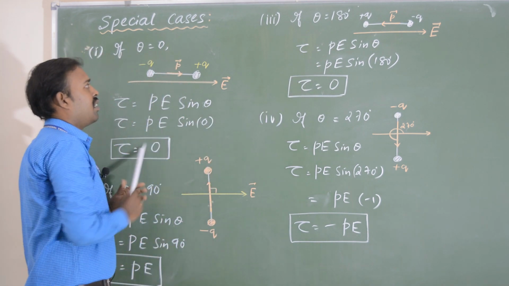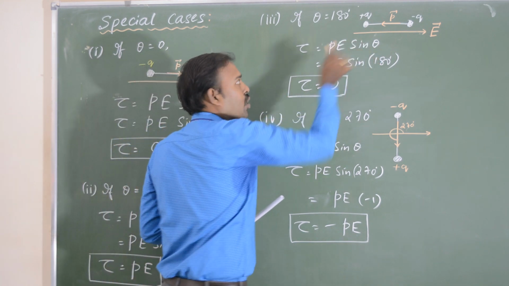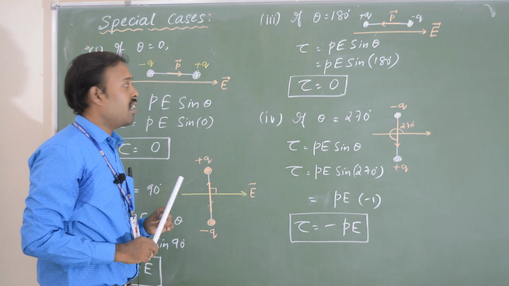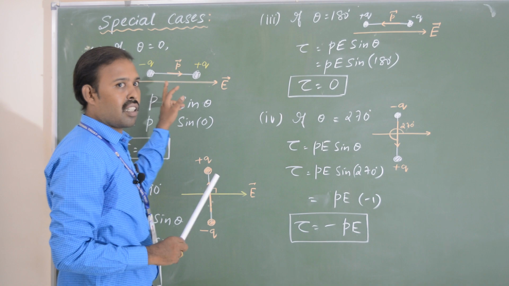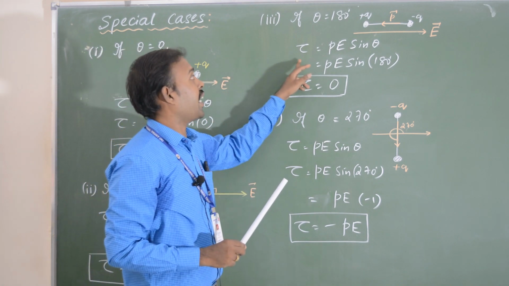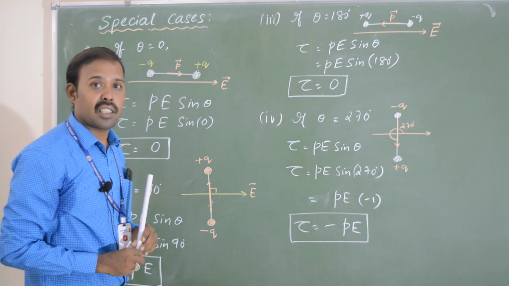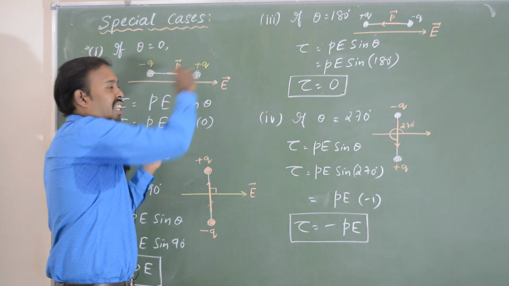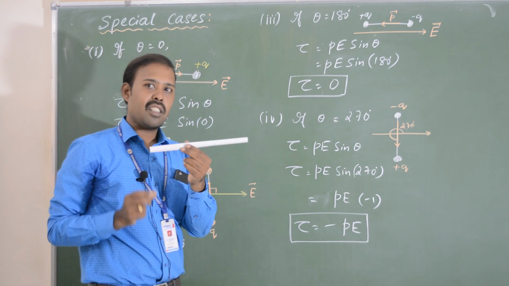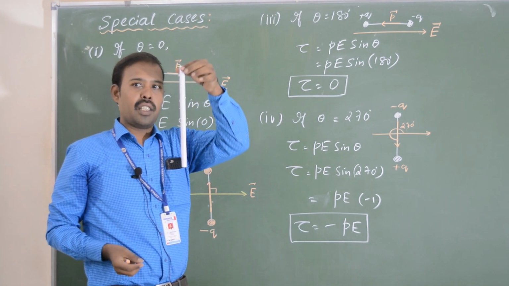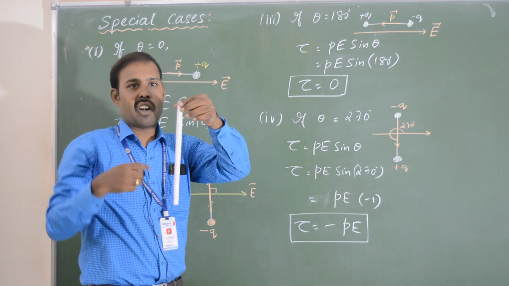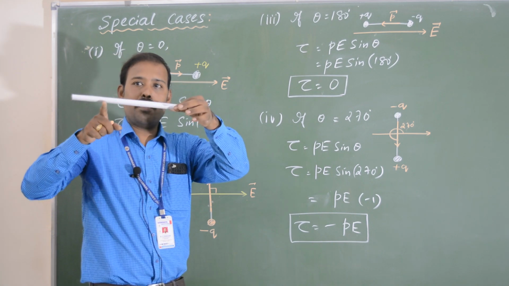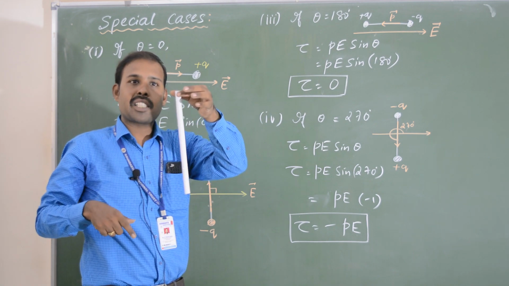Of course, this is in equilibrium, and in this case also the torque experienced by the dipole is 0, so it is again in equilibrium. But there is a small difference between case 1 and case 3. What is that difference? For example, this is a dipole which is placed along the direction of electric field. So I have a dipole like this, and the direction of electric field is along the direction of the dipole. Now I disturb this. If I disturb this, what happens? It comes back to the same position.